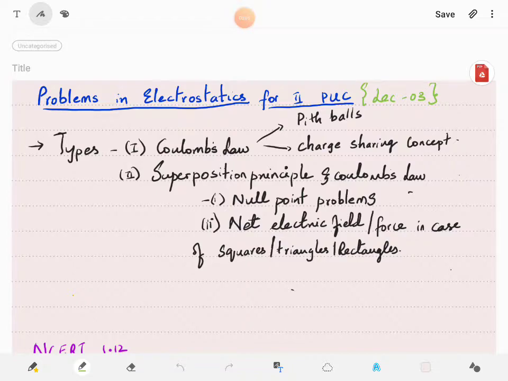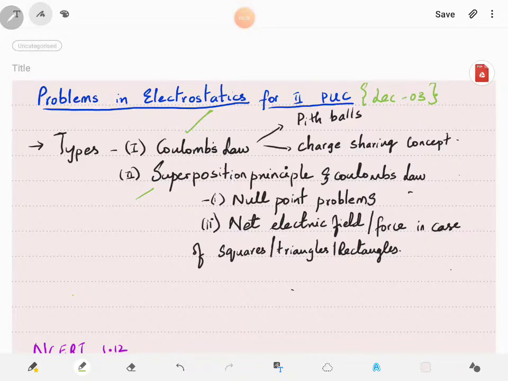This is going to be my third video on the topic of electrostatics. In this video, I'm going to talk about problems in electrostatics for second PUC or for your class 12 board exam. So I've divided the type of problems on electric charges and field basically into two types. The first type is just an illustration of Coulomb's law. The second type is going to be based upon superposition principle and Coulomb's law.